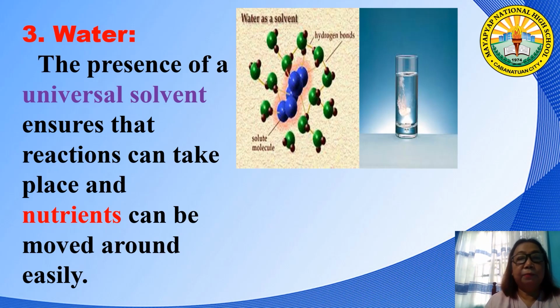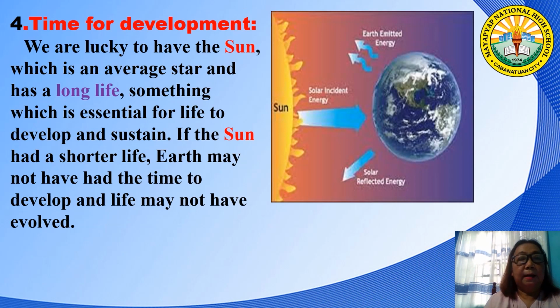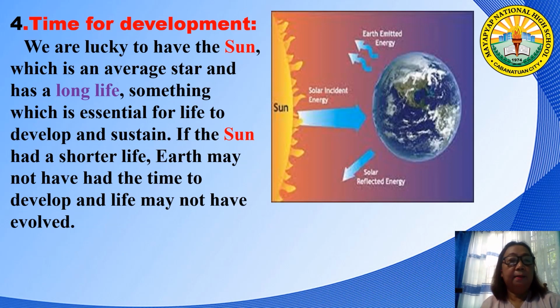So we have three. And number four is time for development. We are so lucky to have the Sun, which is an average star and has a long life, something essential for life to develop and be sustained. If the Sun had a shorter life, Earth may not have had enough time to develop and life may not have evolved.